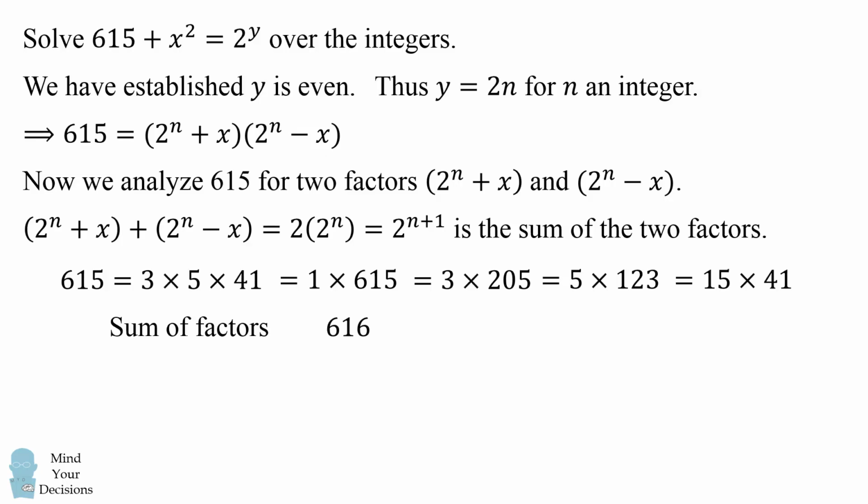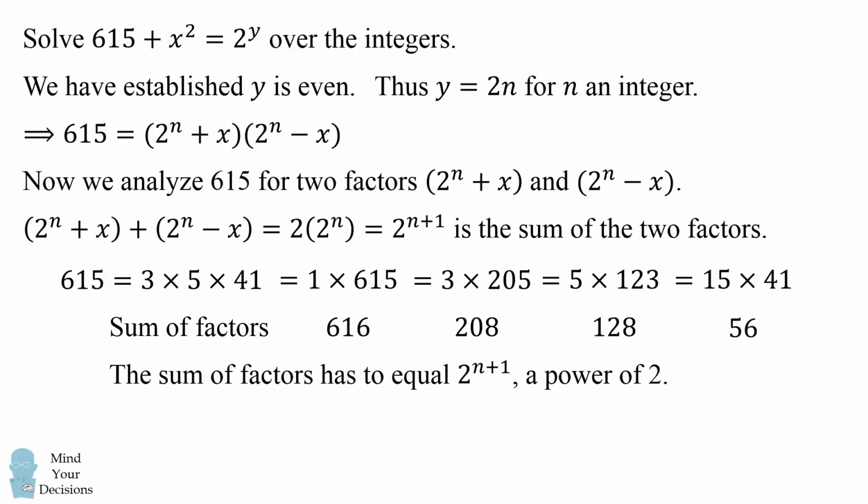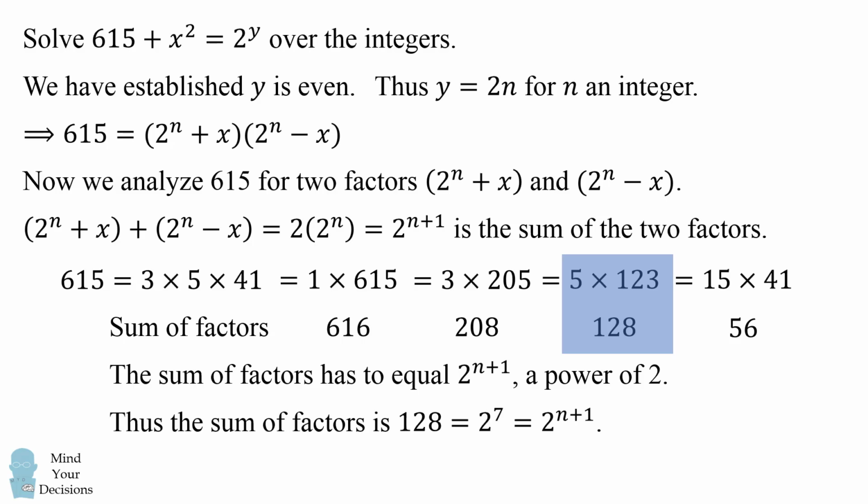So we now consider the sum of the factors in each of these four cases. We need it to be a power of 2. And of these four numbers, only 128 is a power of 2. So the sum of factors, if there's a solution, would be 128, which equals 2 to the power of 7, which equals 2 to the power of n plus 1. Therefore, n is equal to 6, and then y is equal to 2 times n, which is 12.